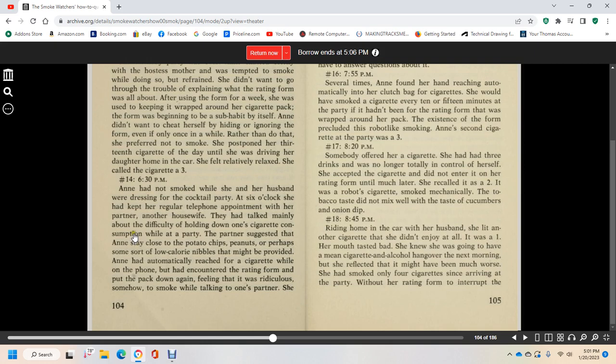Number 14 at 6:30 p.m. Anne had not smoked while she and her husband dressed for the cocktail party. At 6 o'clock, she kept the regular telephone appointment with her partner, another housewife. She had talked mainly about the difficulty of holding down cigarette consumption while at the party.